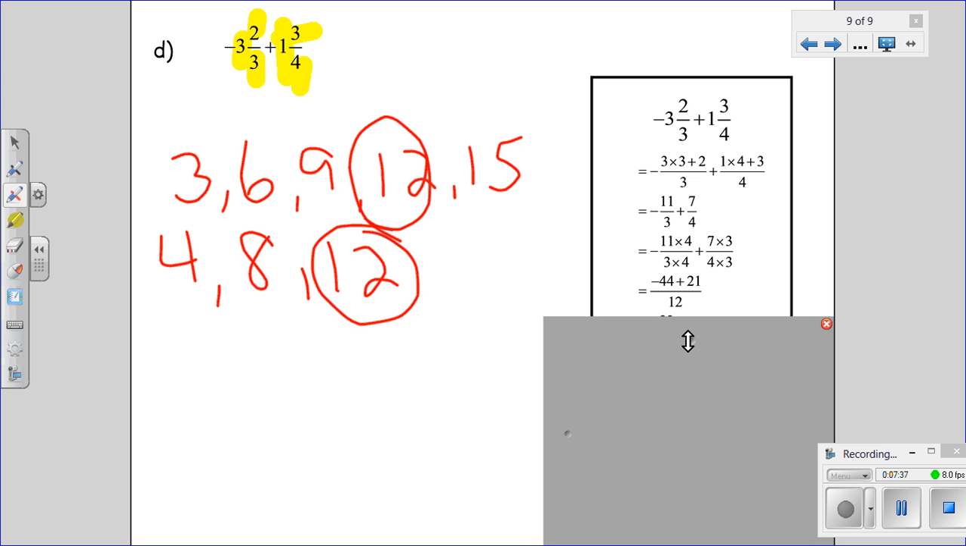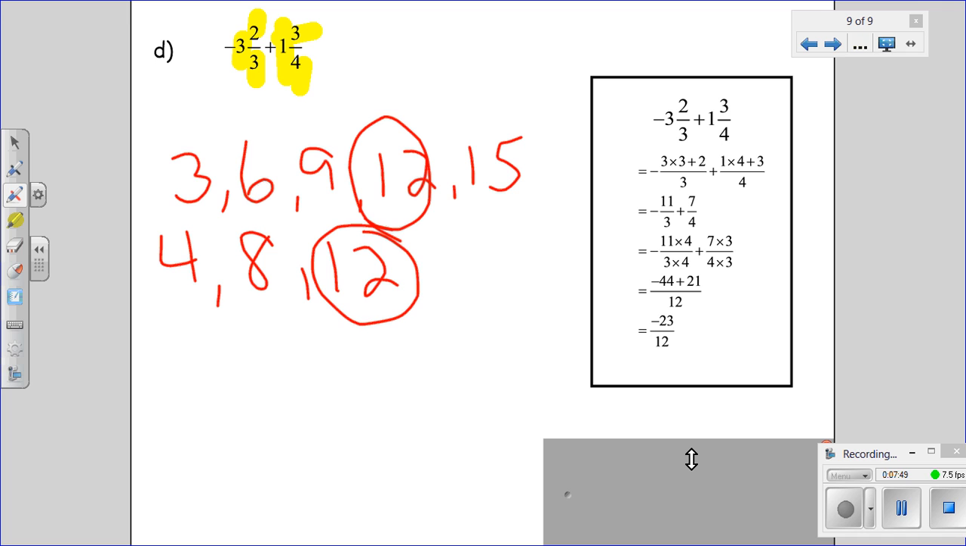And the first fraction was negative, so we need to keep the negative sign in front of the 44, and we have to do -44 plus 21. There were 23 more negatives, so your answer is -23 over 12.